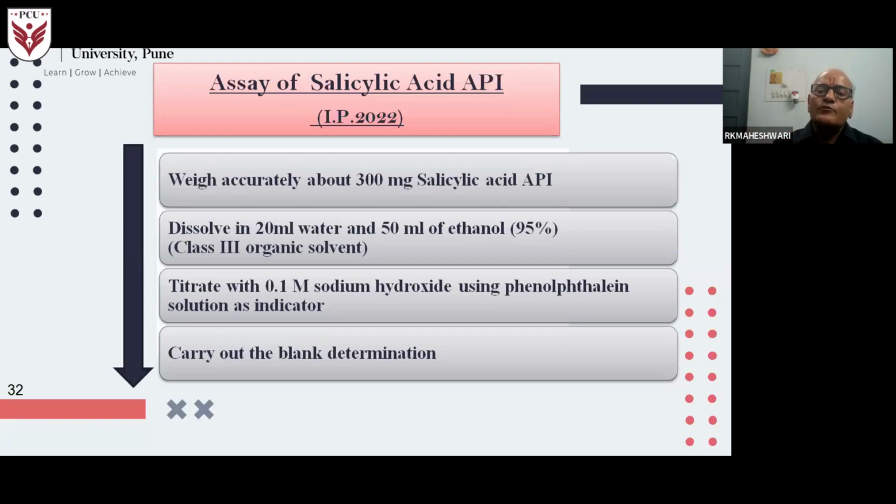Salicylic acid is a poorly water soluble drug. So IPBP suggests the use of ethanol, as you are seeing on your screen. 300 milligrams of salicylic acid is dissolved with the help of a mixture of 20 ml water and 50 ml ethanol. You get a clear solution, then phenolphthalein is added and titration is performed, and a blank determination is carried out.